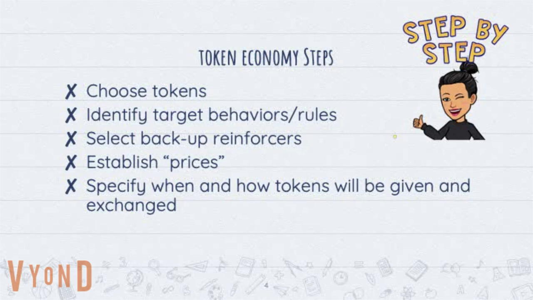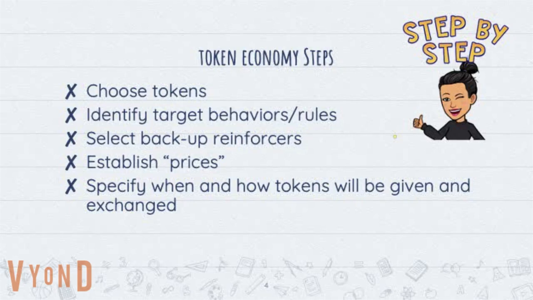The next step is to identify what the target behaviors or rules will be. For example, they will finish their homework by a certain time, they will attend Zoom class, they will use nice words with their siblings. Try not to have too many rules. Maybe choose up to 3 rules to focus on at a time. We want them to be successful.